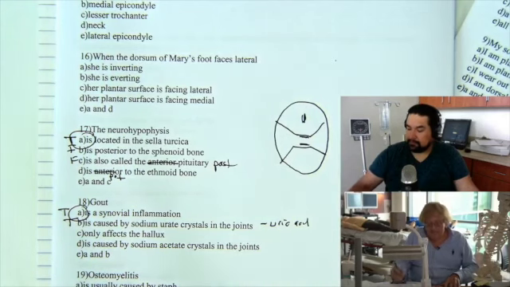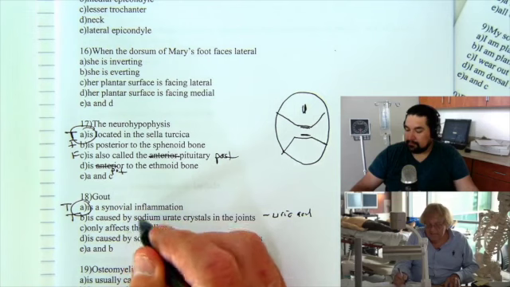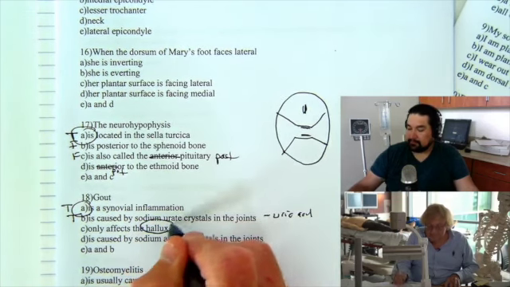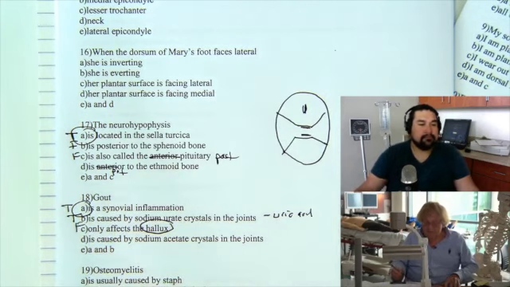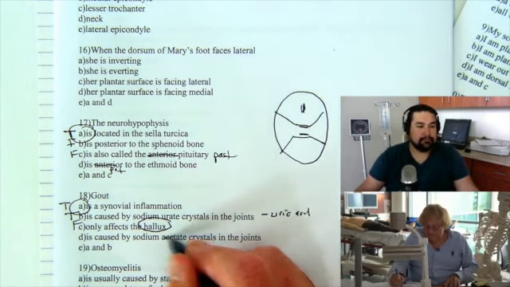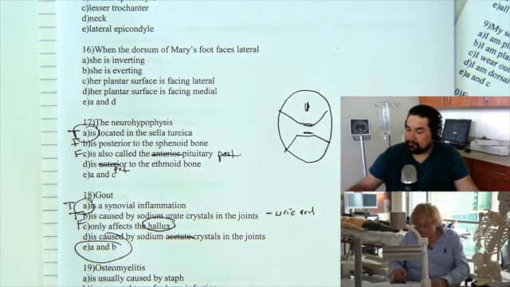Only affects the hallux? No, it could affect any of the bones of the foot, any of the bones of the hand, but generally the most common presentation is the hallux, but not only, so that's false. It's certainly not sodium acetate again, because we said it's urate, so the answer is A and B.